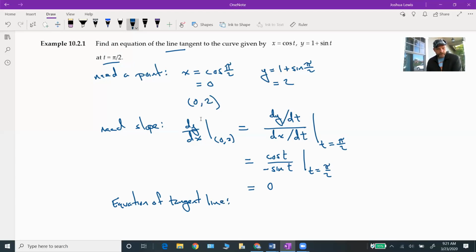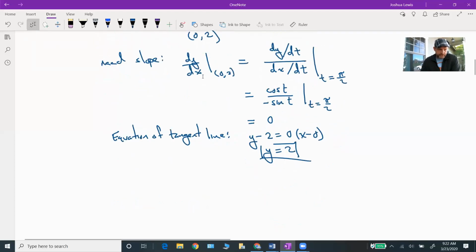All right, so we have the point. So y minus 2 equals 0 times x minus 0. Don't need to go through all that if you don't want to. I mean, you recognize that the slope is 0, given the y-intercept. So we have the horizontal line, y equals 2. Okay.